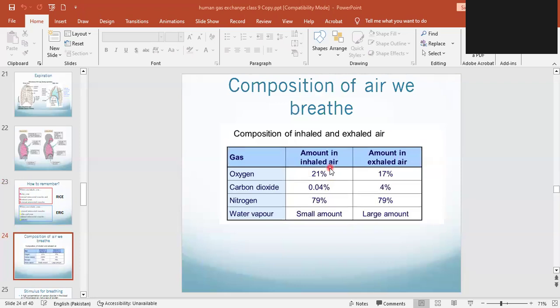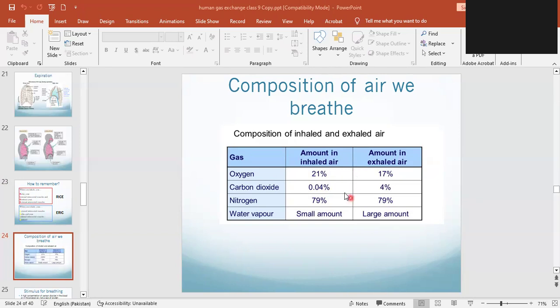Now, when you're breathing out, that's where you can see the changes. The oxygen which you inhaled was 21%. When you exhale, it is 17%. It means there's a change of 4%. So what happened to the 4%? That oxygen has been absorbed into the blood.